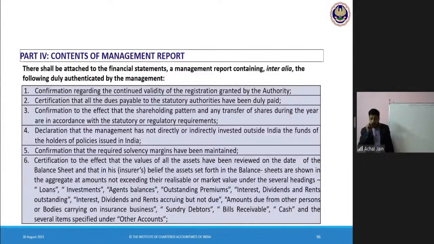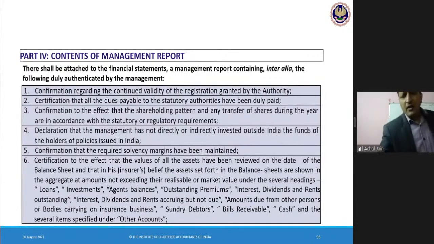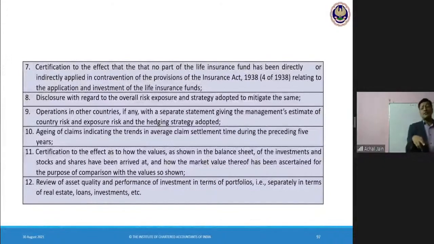Certification to the effect that all the assets have been reviewed on the date of the balance sheet and their categorization, etc., are required to be given. This is something which you can relate to the realizable value or market value, wherein we discussed when we were discussing Schedule A that in a way we are looking at the impairment requirement. So somewhat similar over here. Certification to the effect that no part of insurance fund has been directly or indirectly applied in contravention of provisions from the Insurance Act. Correct?